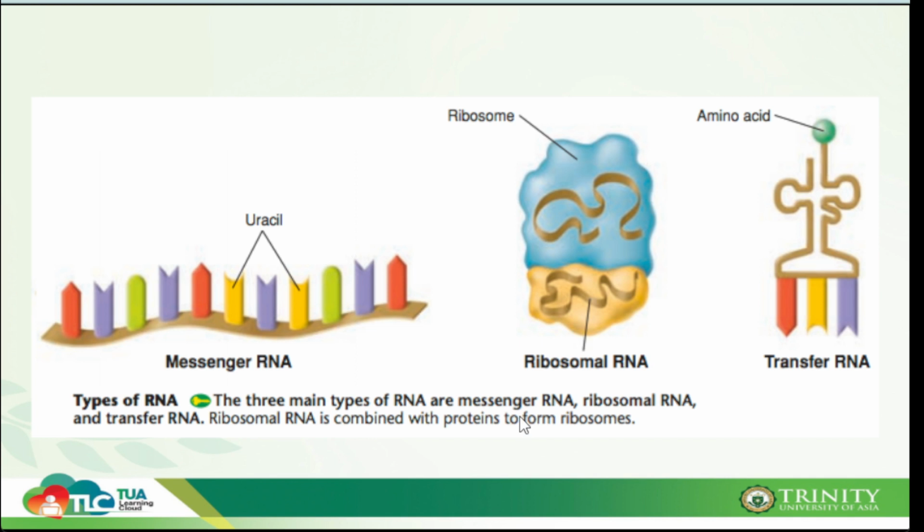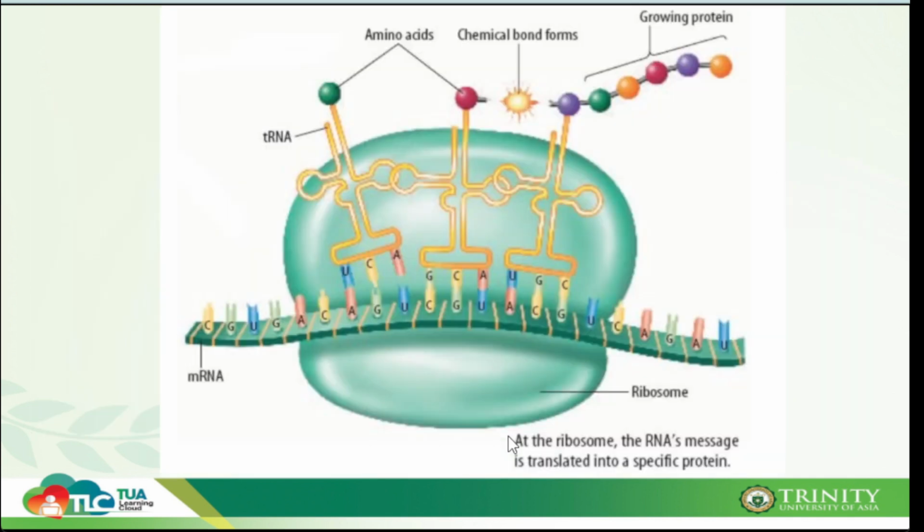So again, your mRNA, ribosomal RNA, and transfer RNA. So here is how they will all work together. We have your mRNA, or the copy of your DNA. It will be read by your ribosome. And as you can see, we have the tRNA. One end is attached to an amino acid. The other end has the anticodon. Tapos yung anticodon is complementary to the codon of your mRNA.